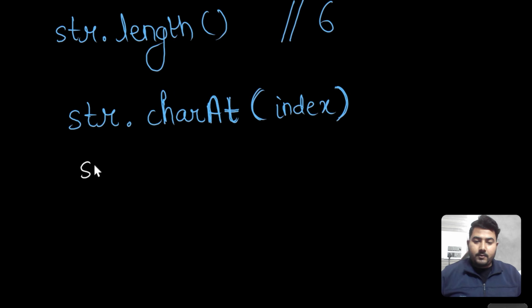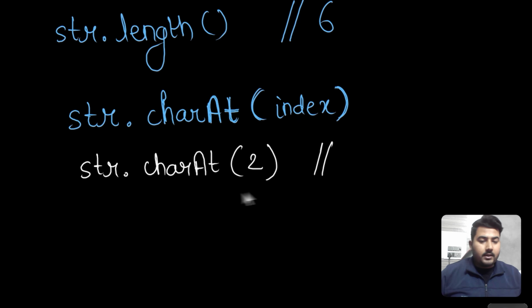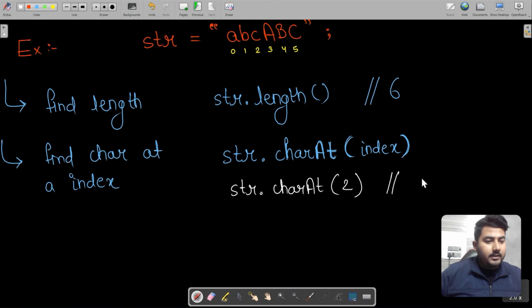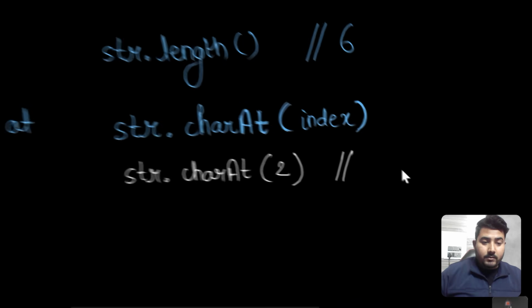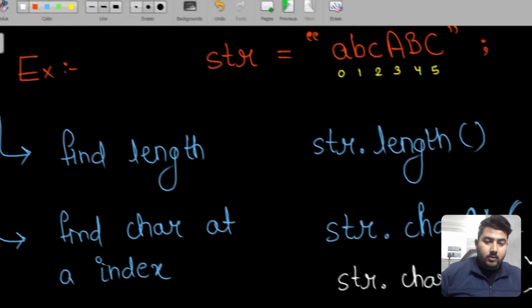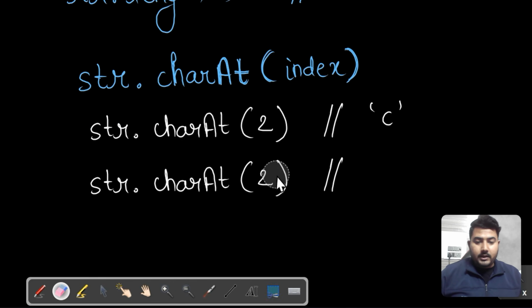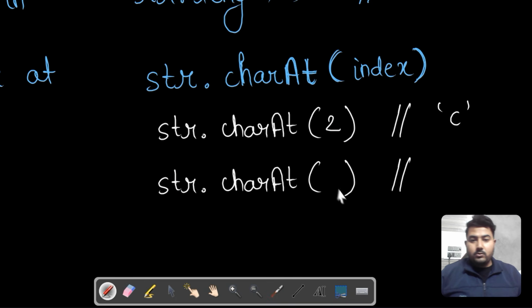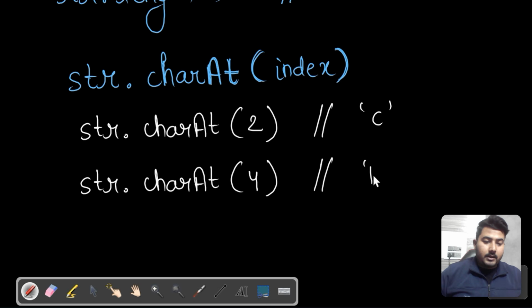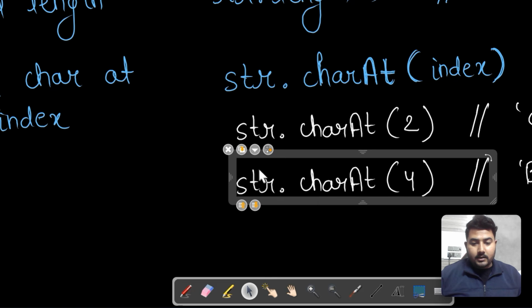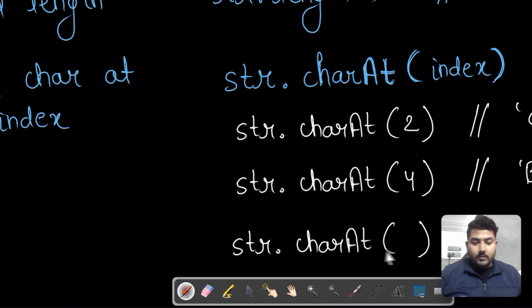So if I say str dot charAt of 2, all are aware that this inbuilt function is going to simply return a character, and I hope everyone remembers that a character will always be surrounded with single quotes. So it will be containing small c. Exact same thing, but this time I will simply change the index from 2 to, let's suppose, 4. So this time it will be returning capital B as a character.